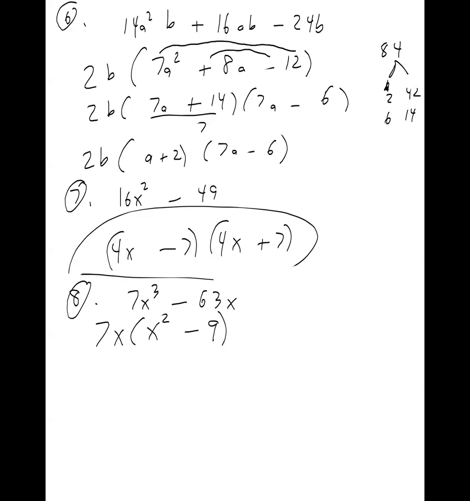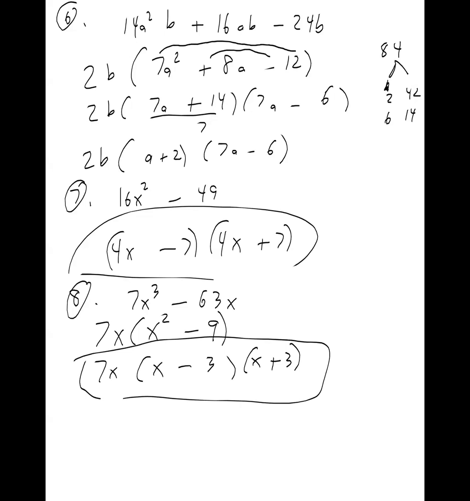And then those two things, you can do the square root of a and b. So the square root of the x squared would make an x, the square root of 9 is 3, and then you do the conjugate of that, which is x plus 3. So now we're all done with number 8. Next, we're going to do number 9.